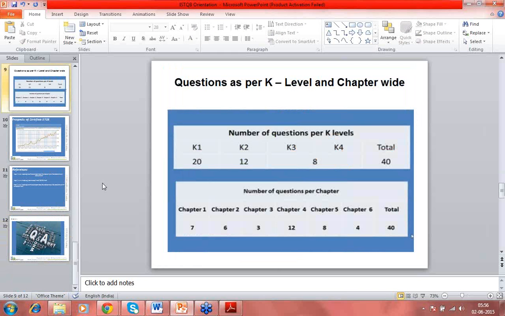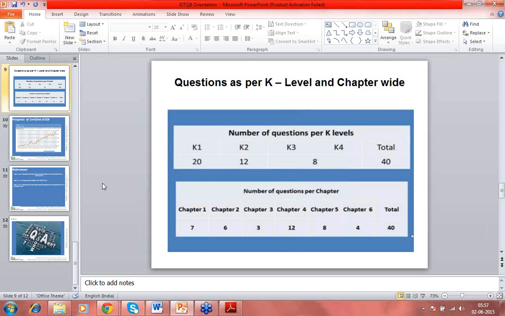When it comes to the questions, how many questions do we get in each K level? K1 is where you need to remember, recognize, and recall. You have 20 questions, which is the major chunk. K2 is where you classify and categorize, and there you have 12 questions. For applying and analyzing scenarios, K3 and K4, you have 8 questions. So totally you have 40 questions.